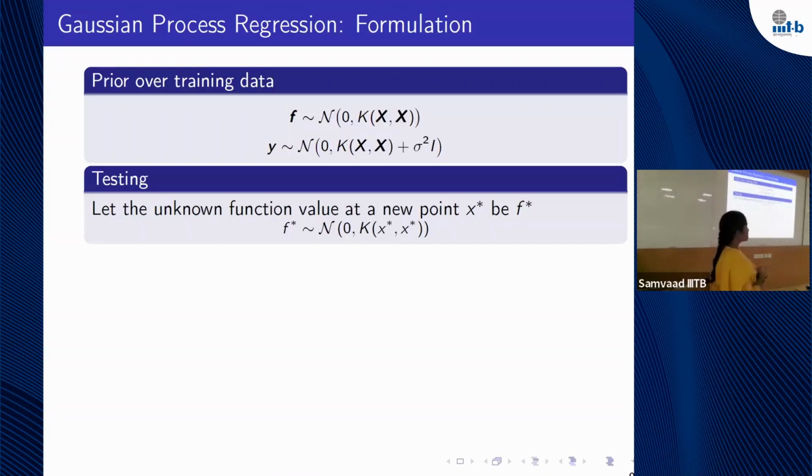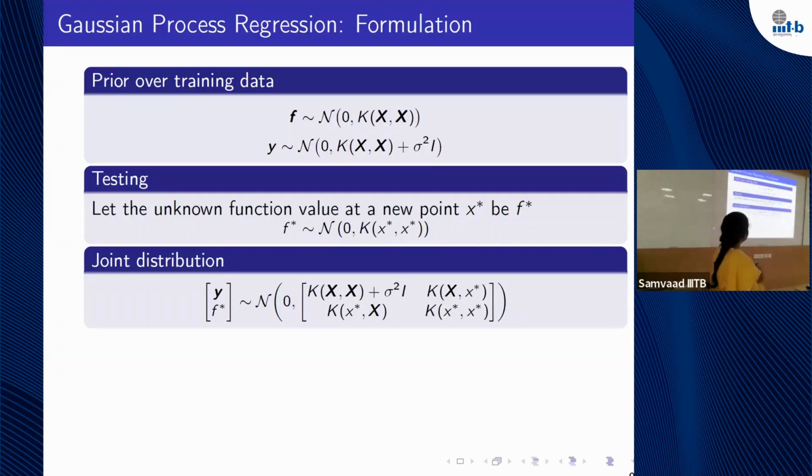What is the variance term? It's nothing but again the kernel function evaluation at x star comma x star. So this is the knowledge I have from the prior distribution, that is, before seeing the data. Now I'll find out the joint probability distribution between y and f star. If I know that y is Gaussian and f star is Gaussian, I can say that y and f star also follow a Gaussian distribution.